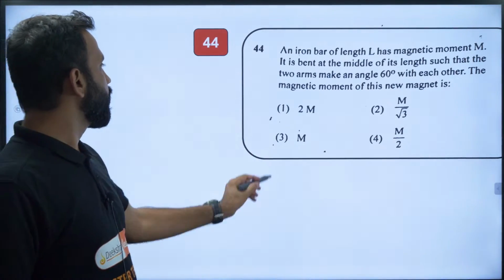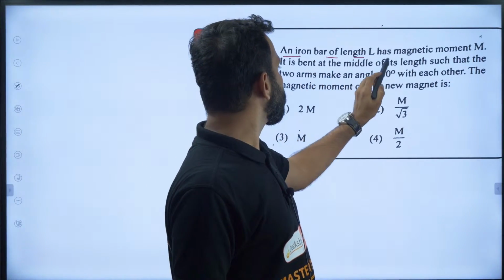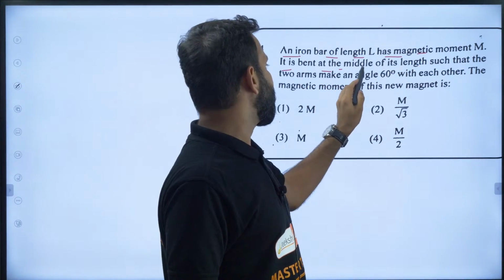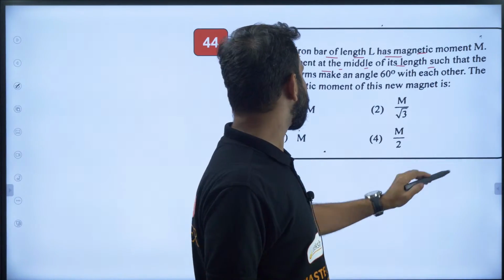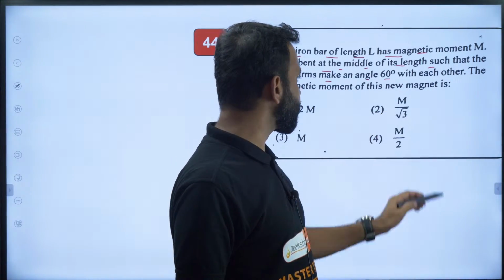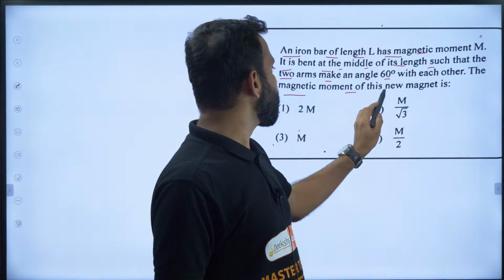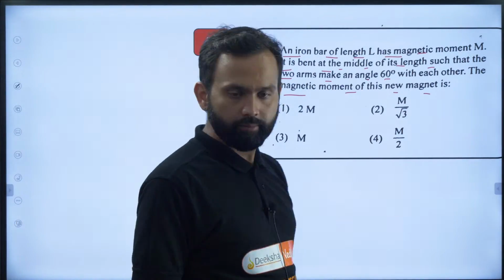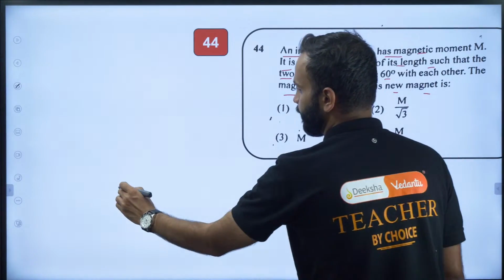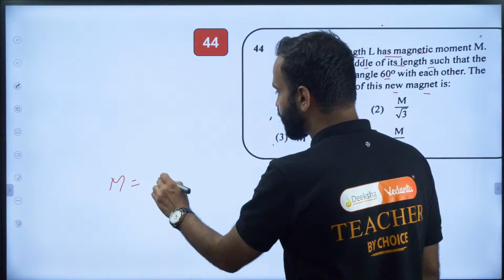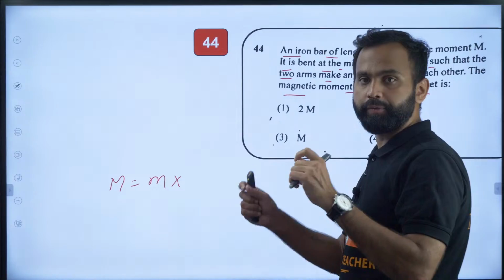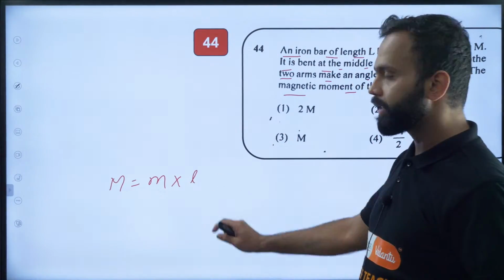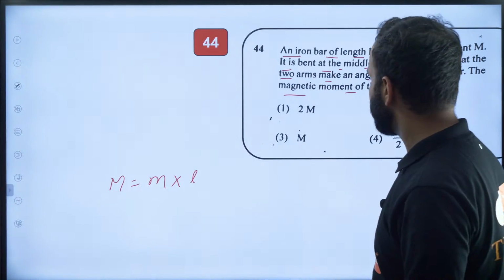Question number 44. An iron bar of length L has magnetic moment M. It is bent at the middle of its length such that the two arms make an angle 60 degree with each other. The magnetic moment of this new magnet is? We know that magnetic moment M is equal to pole strength M into the distance between the two poles, that is L. Okay, in some books they have given 2L.